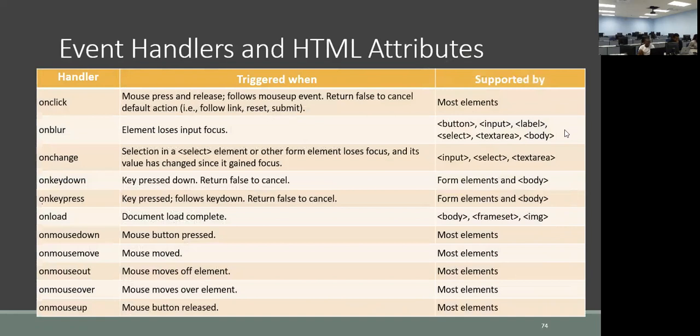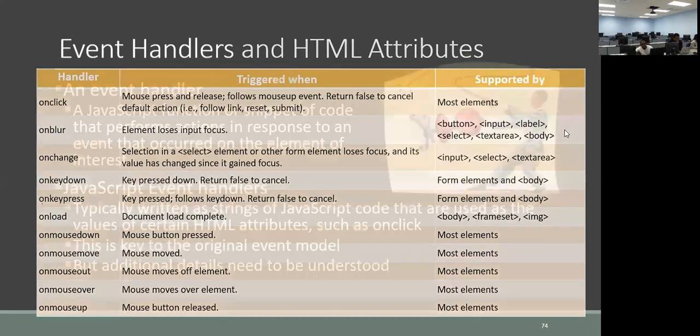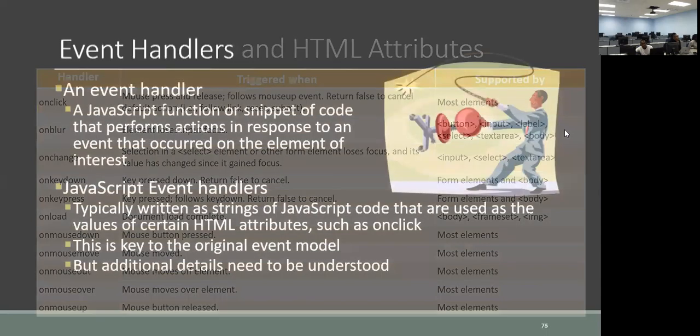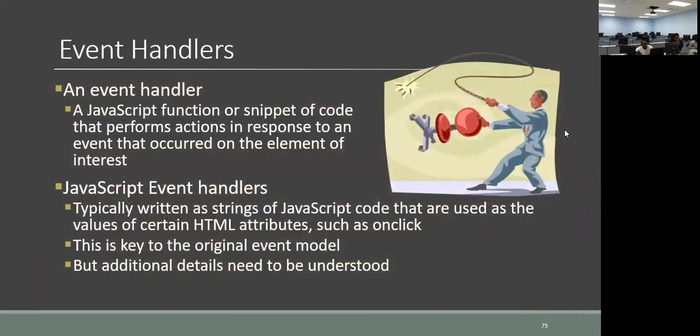Okay. So when I say these are attributes, I keep saying this, but y'all don't realize the importance of it until I show you the slides, and then you're gonna go, what is that? So this is the part. See that line: JavaScript event handlers, typically written as strings of JavaScript code that are used as the values of certain HTML attributes, such as onclick. This is the key to the original event model, but you gotta understand the details.